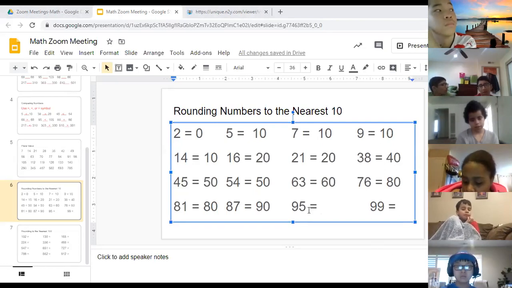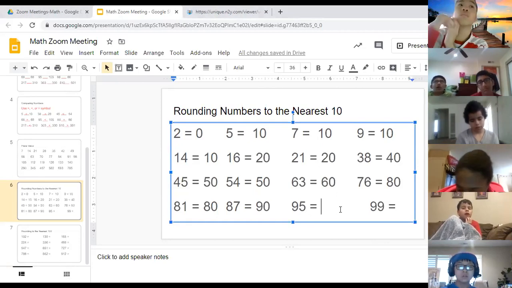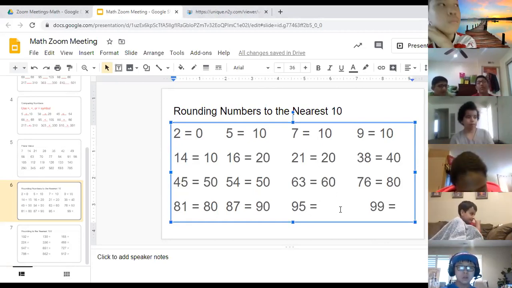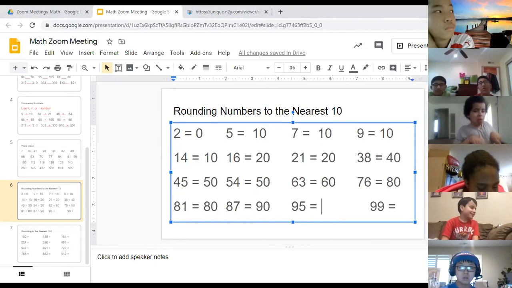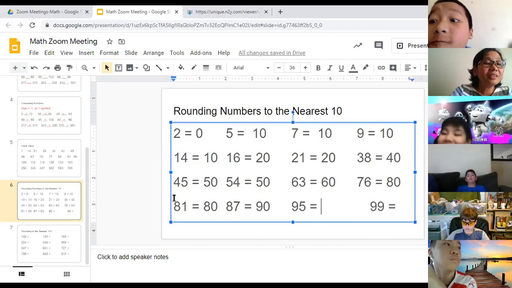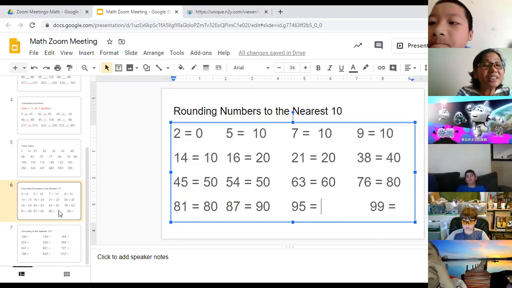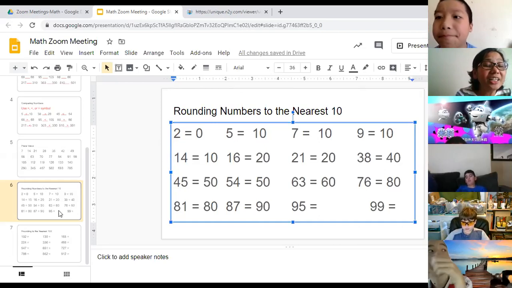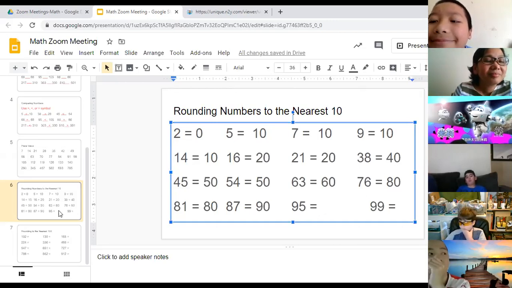So if we round up, what happens to 95? Does 95 become 90 or 100? Nathan, does 95 become 90 or 100? If we round up, you said up. What happens to 95? Does it become 90 or 100? Do we round up to 100 or do we go down to 90?